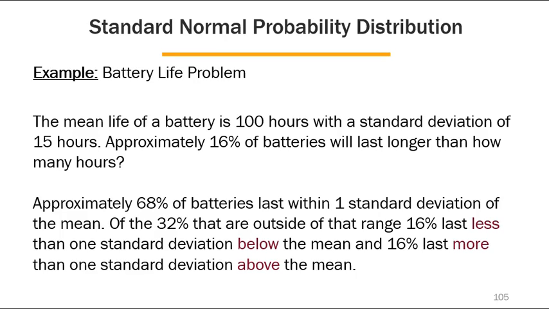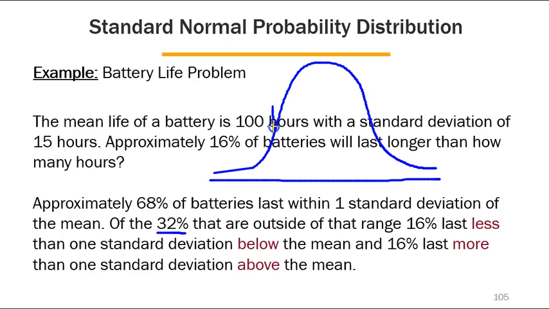Now another question that was asked there is approximately 16% of batteries will last longer than how many hours? So here we're going to go back to that empirical rule idea. In this case, approximately 68% of batteries last within one standard deviation of the mean. So that means we're going to have 32% that are outside of that range. So if I draw this here, I've got my normal curve here, and I'm going to have here 68%. That means that over here plus over here, I'm going to have a total of 32.